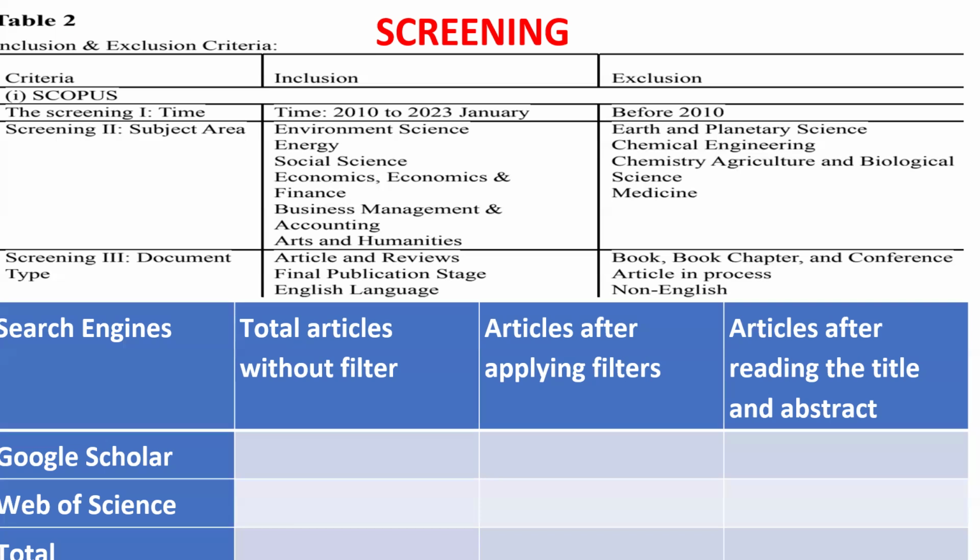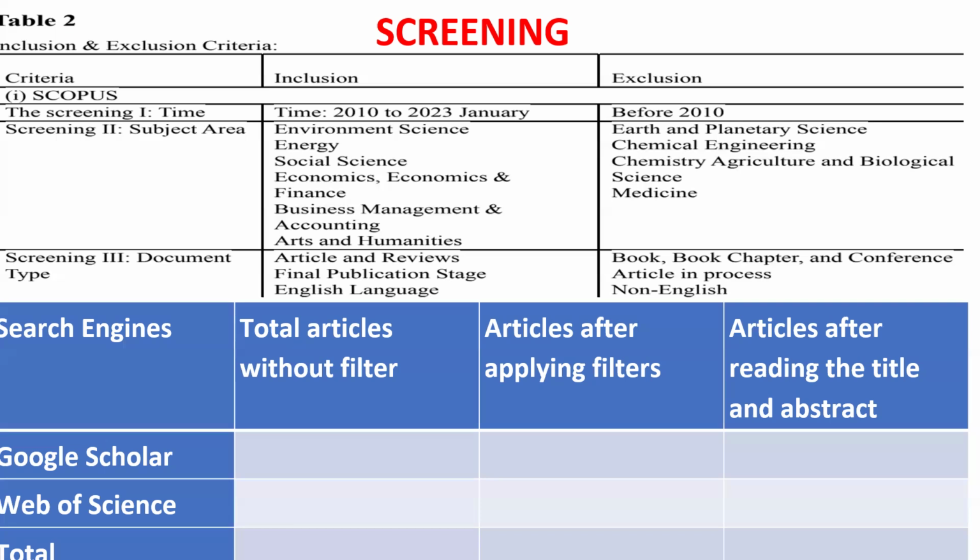Now, whenever you use a different search engine, for example Google Scholar or Web of Science, whenever you put those keywords on those databases, how many articles pop up? How many articles come in the beginning? You have to list those. How many articles are avoided after filter? You have to write those. Now, how many articles do you have to read the abstract of? You have to note all those numbers systematically.